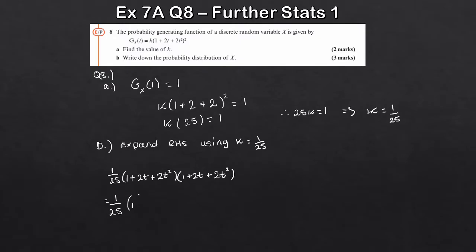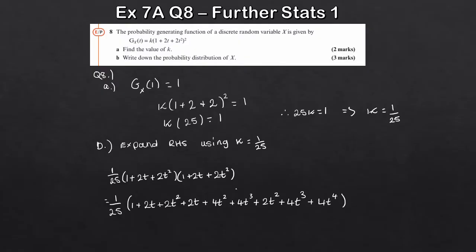So 1 times 1, 1 times 2t, so that's just 2t. And then finally 1 times 2t squared, which gives me a 2t squared. Next 2t times 1, that'll give me another 2t. 2t times 2t, so that's 4t squared. So just be very, very careful here now with your powers. And then 2t times 2t squared, so I'm going to get 4t cubed. And then finally 2t squared times 1, so that's going to be 2t squared. 2t squared times 2t, so that'll be 4t cubed. And then finally 2t squared times 2t squared, so that will be 4t to the 4, okay?